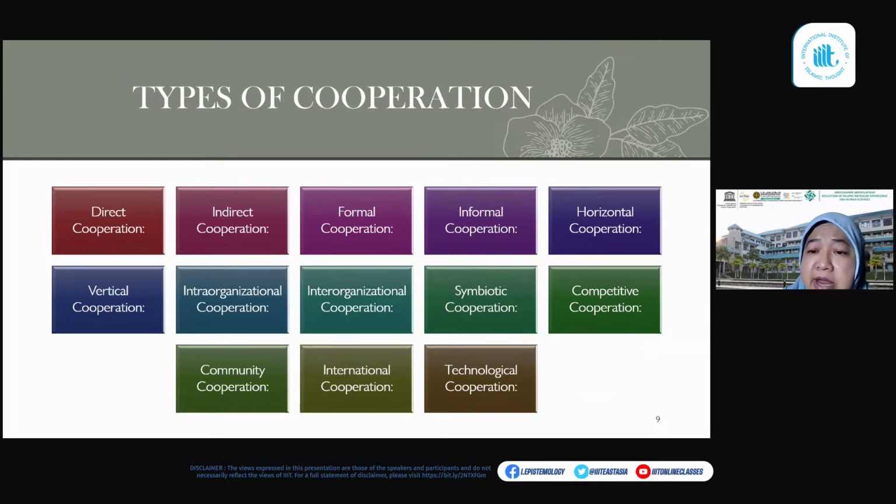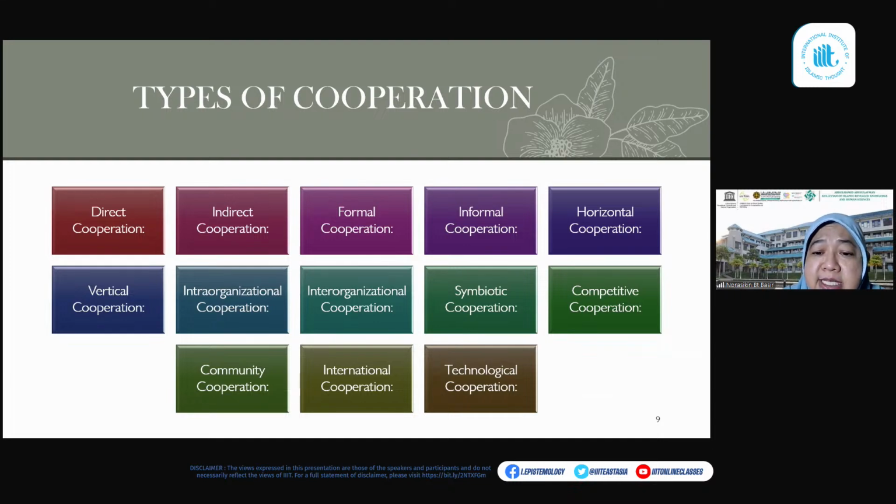Direct cooperation and indirect cooperation normally involve people who are working together directly, or indirectly, not working together, maybe from different companies, but with trust in cooperation between two different companies or two different parties. Formal cooperation is normally a structured and organized collaboration, for example, a partnership between businesses, having an MOU, Memorandum of Understanding, or Memorandum of Agreement, MOA.